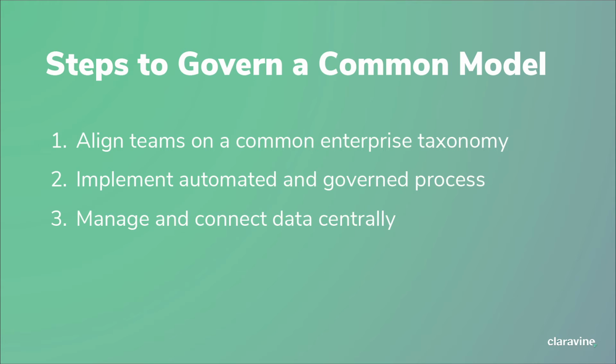And so now I want to spend a few minutes talking about the steps that go into governing that common model. So the first step, being able to align the teams on a common enterprise taxonomy. In many cases, this can be the most challenging and most time-consuming step in the process. It starts with usually gathering spreadsheets across those different teams, understanding what point solutions, what external teams such as agencies and other groups are creating campaigns, creating metadata, and then being able to align on what that common taxonomy should be. The second step after that alignment is to implement that automated and governed process.